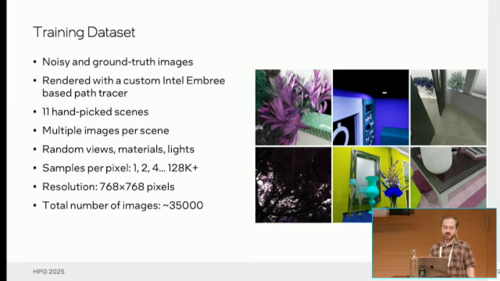And each of them were rendered at every power of 2 samples per pixel, up to 128K or even more samples, this way covering the full range of noise levels that the library might encounter during usage. The rendering resolution was quite low to capture a lot of detail per pixel to actually make these images more challenging to denoise. In total, there are about 35,000 images in the dataset.